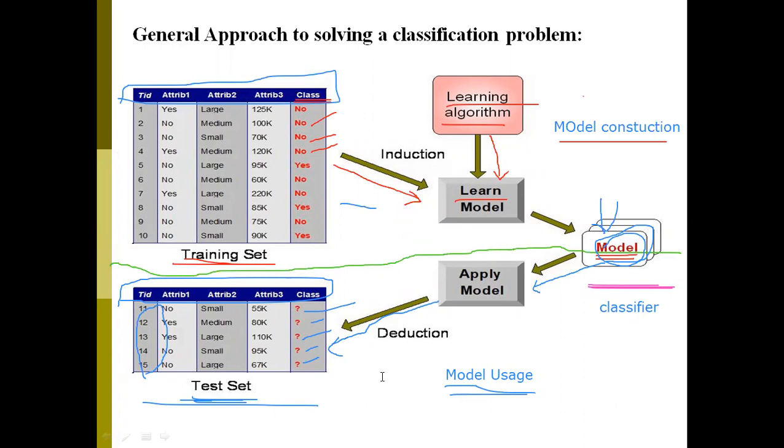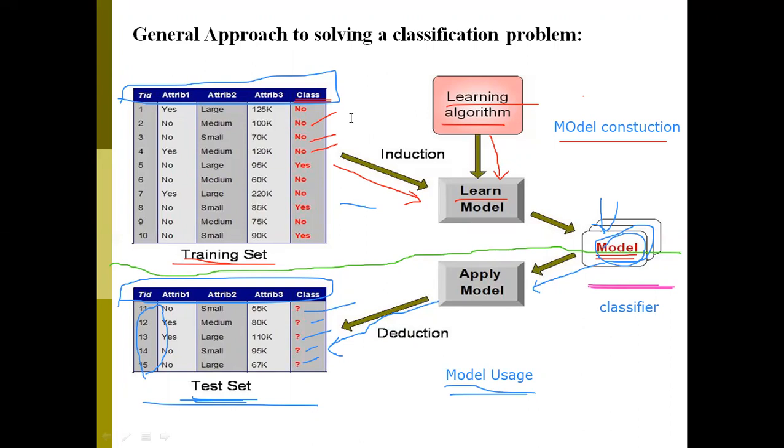This is the general approach to solve a classification problem. Under this, we are following a two-step process. The first one is model construction, the second one is model usage. By using the training set of data, we construct a model or learning algorithm. On this learning algorithm, we apply some new set of data, which is called the test set of data. Here we find out whether it is classified correctly or wrongly. Based on that, we calculate the accuracy, or performance, of the constructed model.